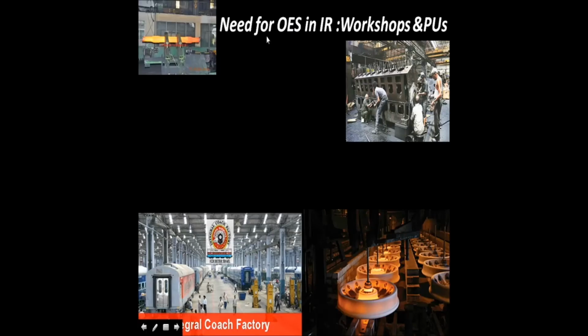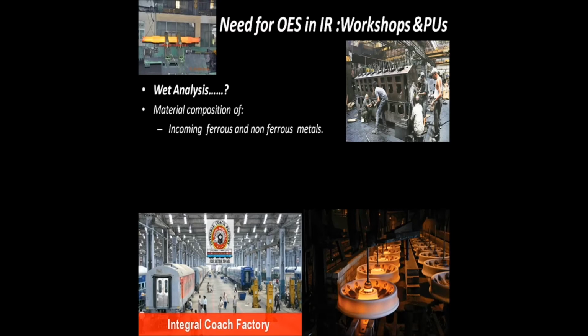Now I will describe the scope of use of OES in workshops and production units of Indian Railway. Wet analysis using group analysis of elements was the predominant method for analyzing chemical composition of ferrous and non-ferrous metals in the Indian Railway CMT laboratories. However, with the advent of optical emission spectroscopy, workshops and PUs utilize this technique for testing the material composition of incoming ferrous and non-ferrous metals, and metallic items coming for failure investigation.